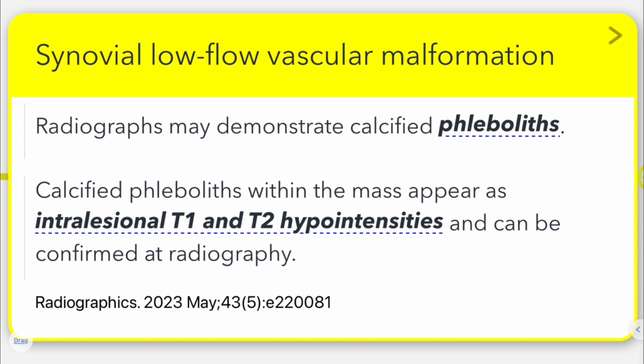Radiographs of synovial low-flow vascular malformations may reveal calcified phleboliths. These calcified structures within the mass appear as intralesional T1 and T2 hypointensities and can be confirmed via radiography.